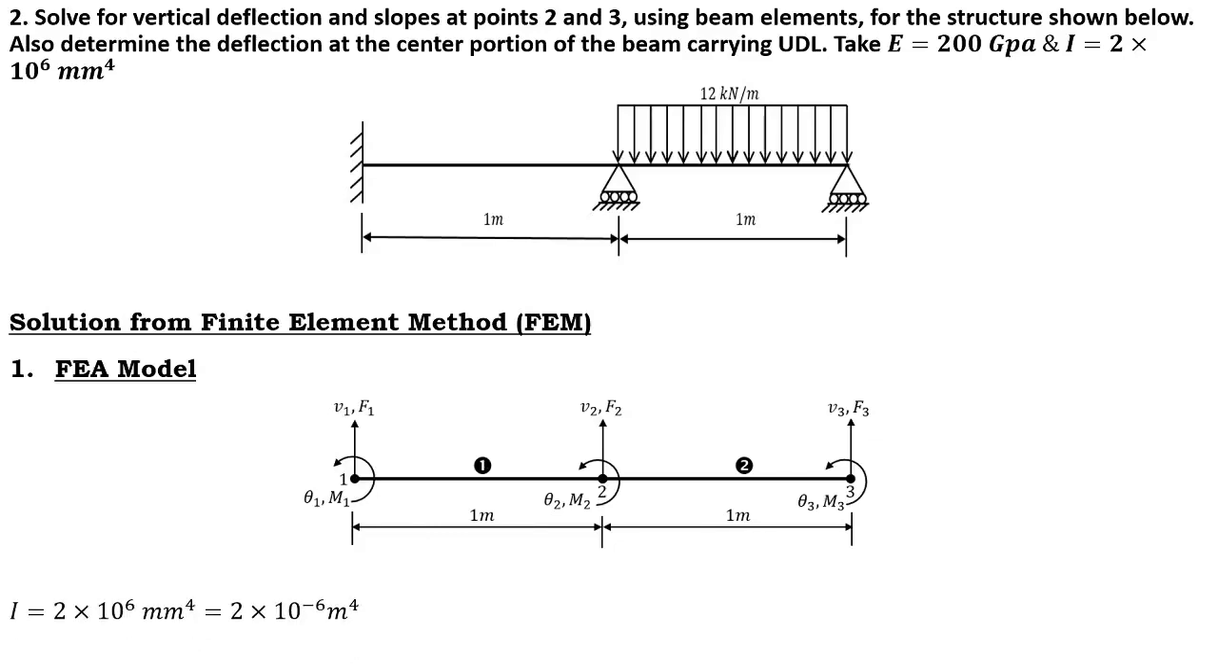Now everything here is in meters: the length is in meters, the applied UDL is in kilonewton per meter, and only the I value, the moment of inertia, is given in mm raised to 4. So let us convert that into meter raised to 4. 2 into 10 to the power of 6 mm raised to 4 is equal to 2 into 10 to the power of minus 6 meter raised to 4. That is the conversion I am doing.